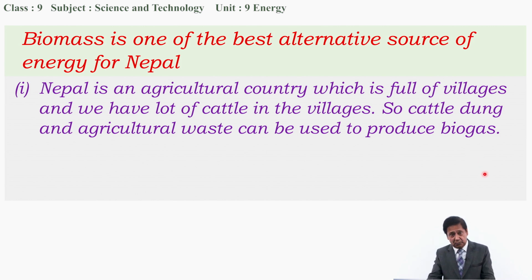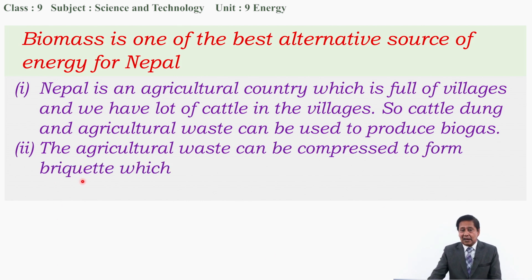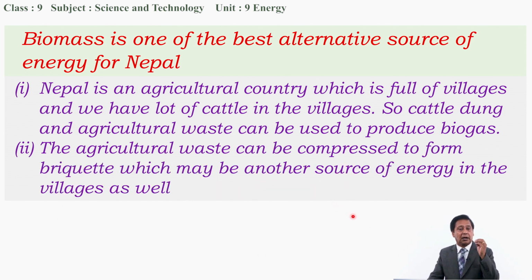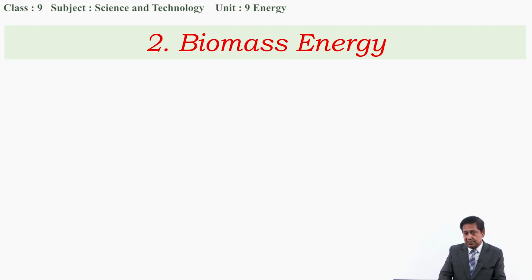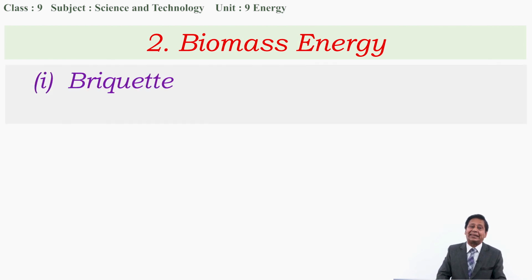This is one of the major points because Nepal is an agricultural country. Next, agricultural waste can be compressed to form briquettes, which may be another source of energy in the villages as well as in the cities for different purposes. Now let's talk about biomass again. Which form of biomass energy is very good for Nepal? If we make briquettes, that may be very helpful to us. And if we produce biogas, that becomes very helpful to us.